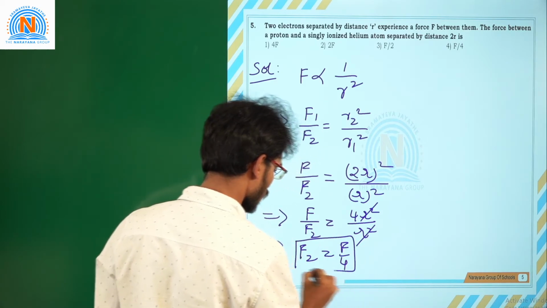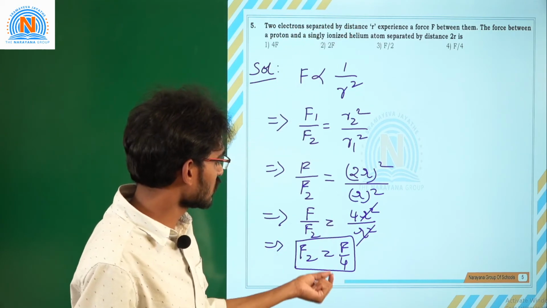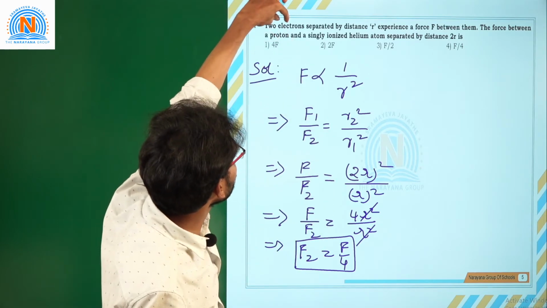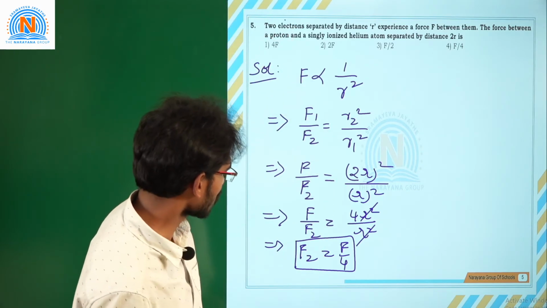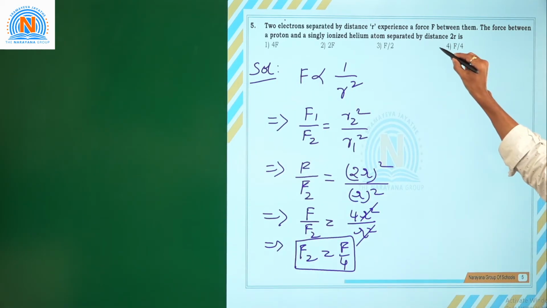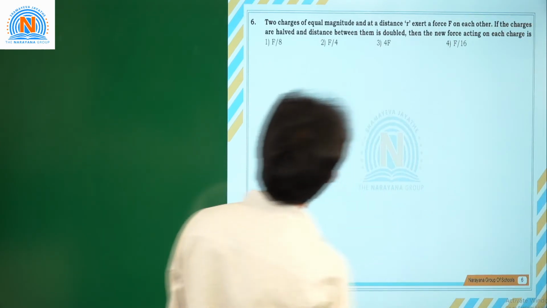That means the force between the proton and single ionized helium is equal to 1 by 4 times the force between the two electrons. Now see the options. The fourth option is F by 4. So the correct answer is option 4 for this question. Next, move to another question.